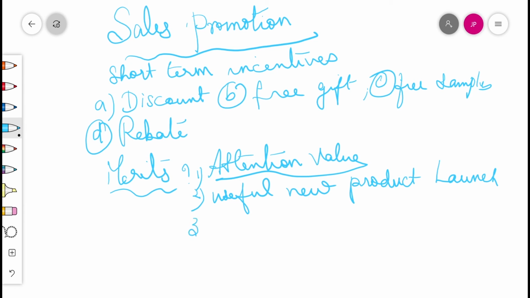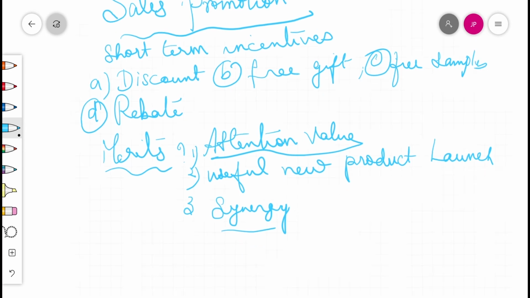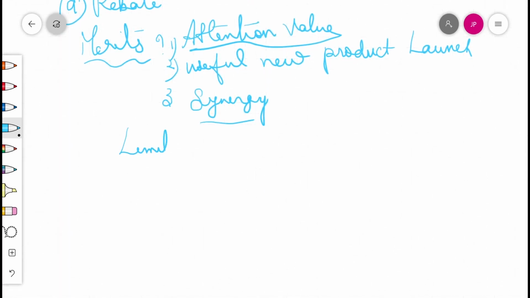And thirdly, synergy in total promotional efforts. Sales promotion tools add to the overall effectiveness of the efforts made under personal selling and advertisement. What are the limitations of sales promotion? First point, it reflects crisis. If a firm uses sales promotion tools frequently, it may give the impression that the number of customers is very low or the firm is unable to manage its sales.